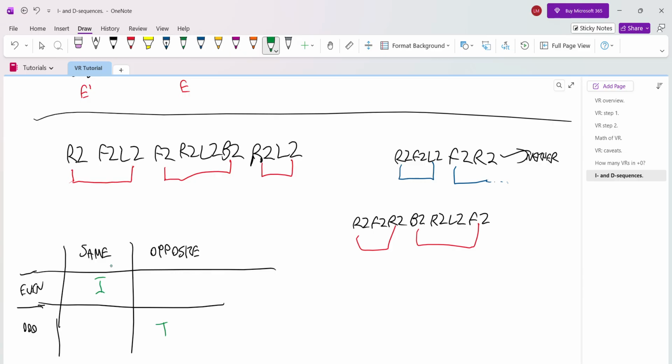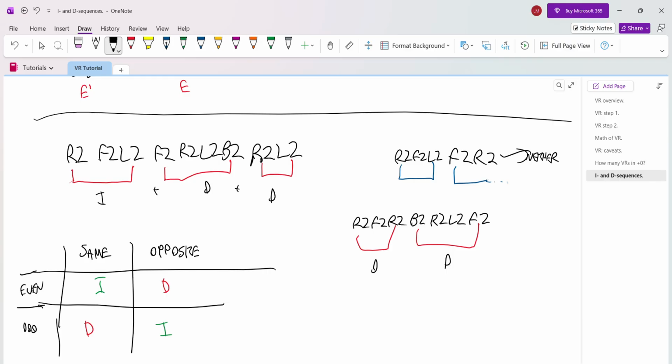And the rule is very simple. This is the rule. And so let's apply this to our 2 examples, I guess, because it's neither, there's no point. So this is an I sequence. So you have opposite and even, so that's a D sequence. And this is opposite and even, so that's a D sequence. And you can do the same thing here. This is same and odd, so that's D.